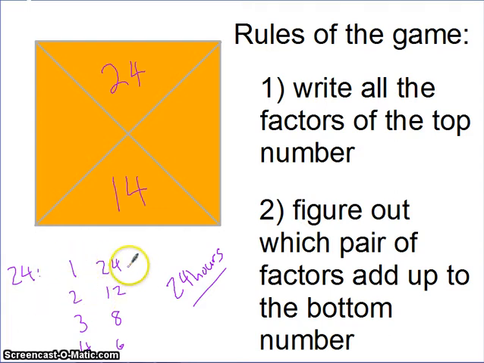The one of these that adds up to 14: this adds to 25, this adds to 14, this adds to 11, this adds to 10. So the one of these that works is 2 times 12. So 2 times 12 is 24, and 2 plus 12 is 14. All right, so first we're going to factor it, write all the possible factors, and then we're going to figure out which pair of factors add up to make what we want. All right.